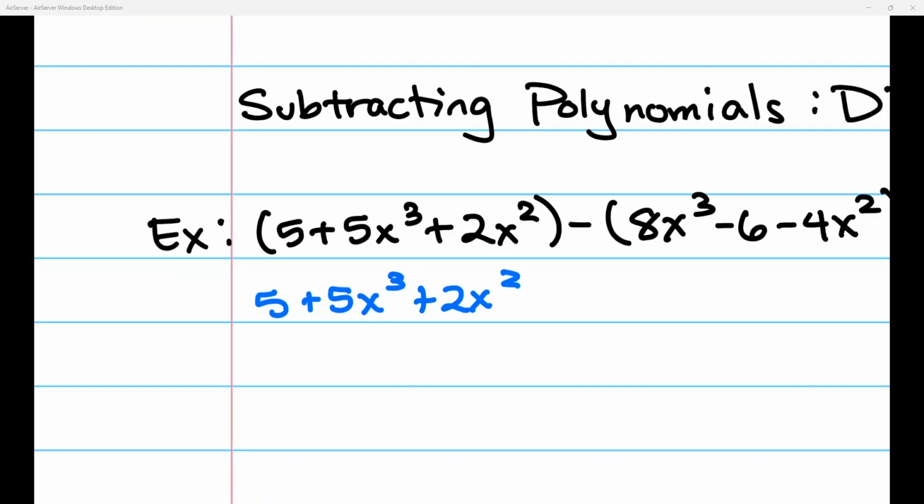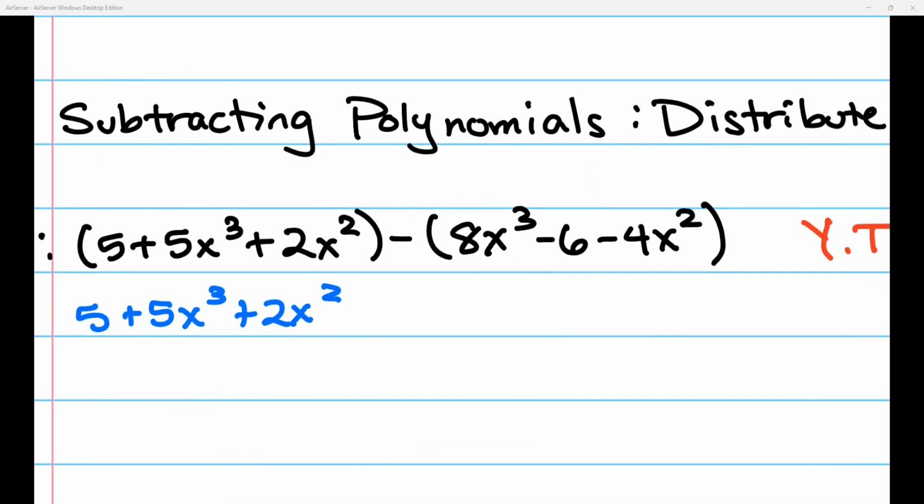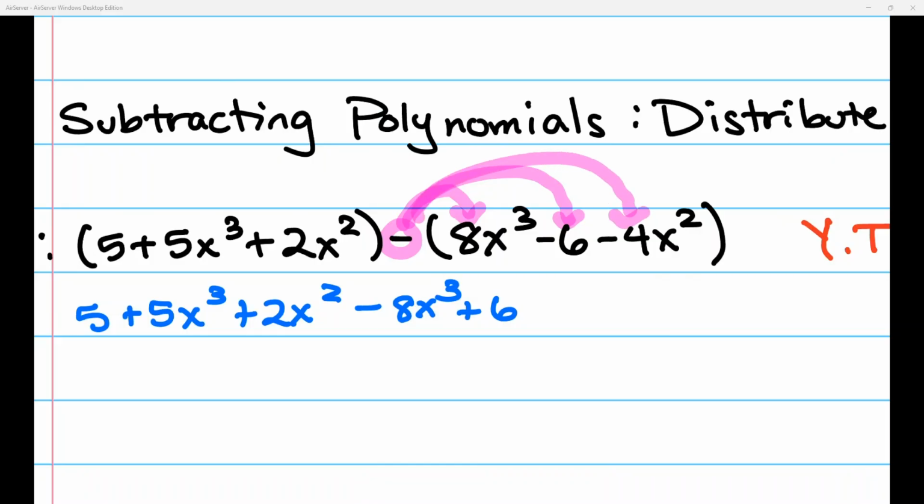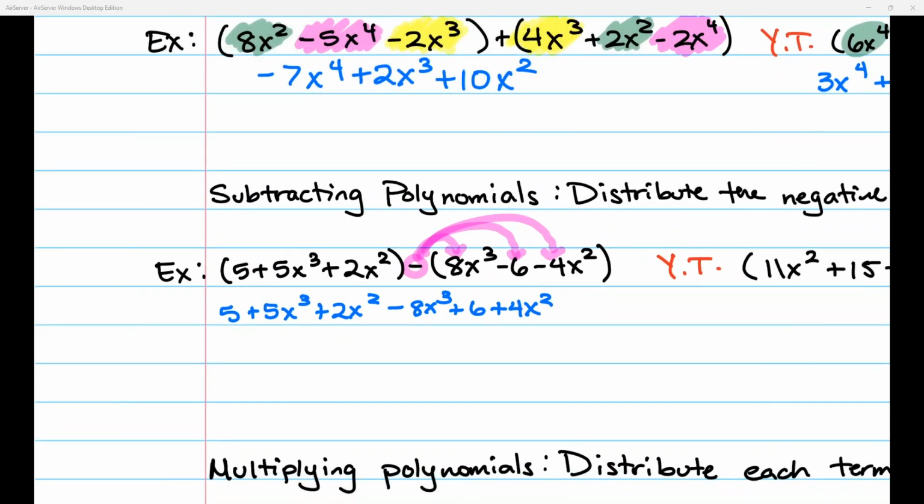Nothing happens on this one, but on this one, I'm going to distribute this negative. So I'm going to take this negative right here, and it's going to distribute here. Negative times a positive, that becomes a negative 8x cubed. A negative times a negative, that becomes a positive 6. And then a negative times a negative, that becomes a positive 4x squared. Now, it's just a regular addition problem like we did before, and we're going to go ahead and combine like terms. I'm going to go in order again.